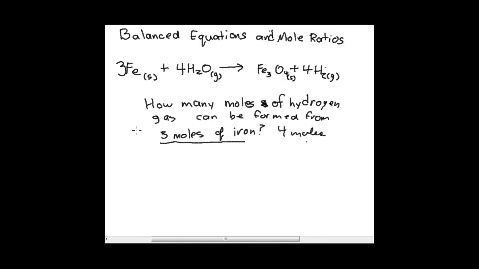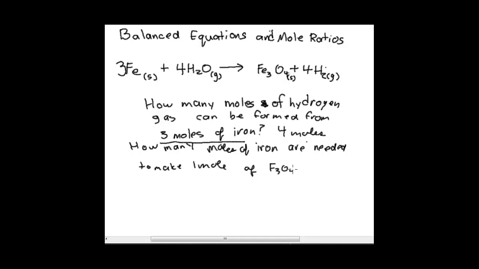But let's make it a little harder. Let's say the question is, how many moles of iron are needed to make 1 mole of iron oxide? Okay, so we have 1 mole of iron oxide here because that's a 1 in front. So how many moles of iron do we need? We need 3, so 3 moles.